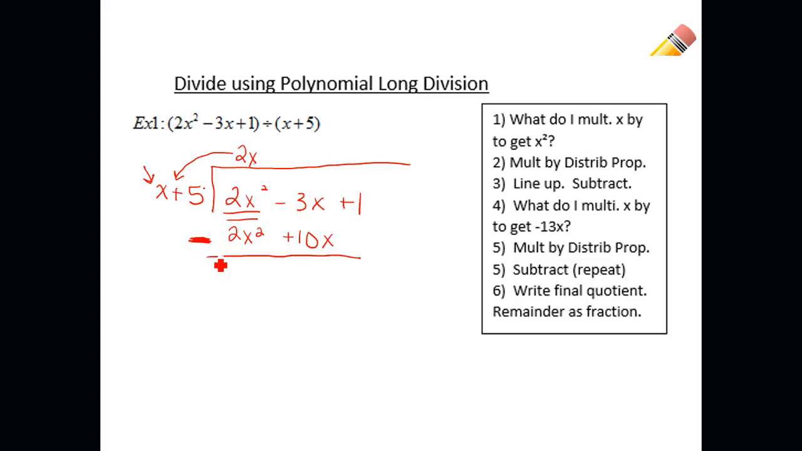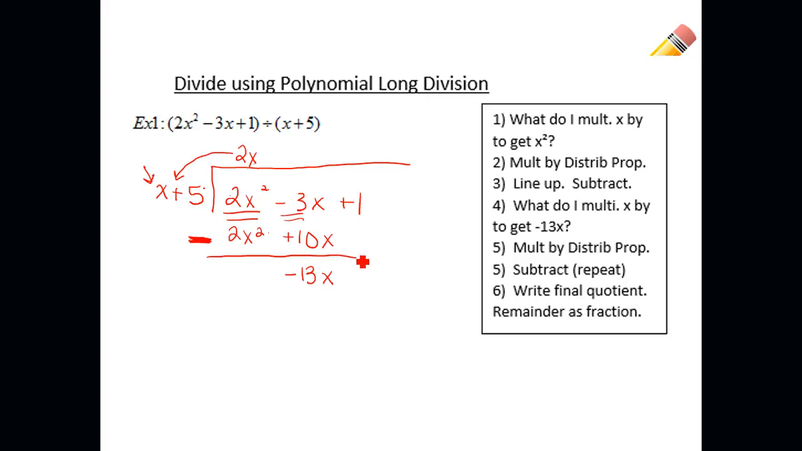Okay, this is the key part. 2x squared minus 2x squared would give you no x squared. So that's good. That means we did it right. What about negative 3x minus a positive 10x? Negative 3 minus 10 would be negative 13x. Notice we're subtracting there, not adding, okay?